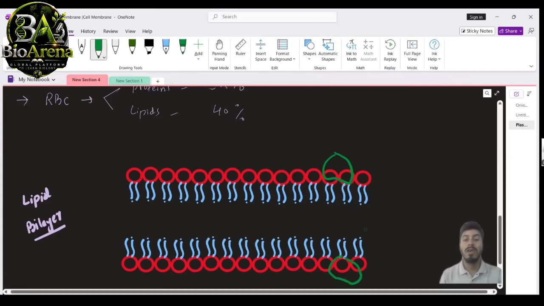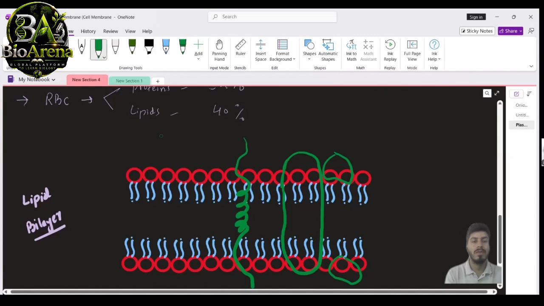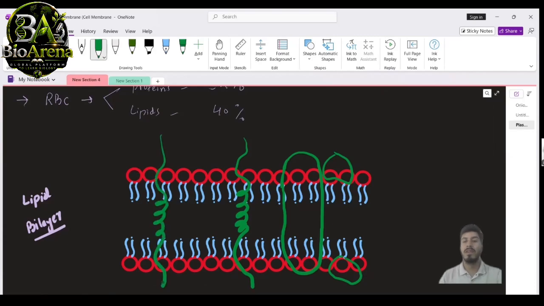Next kind of protein is that it can be embedded in the plasma membrane like this. So this protein is integral protein. Okay, another protein, they can span the plasma membrane. For example, this is the structure. It is spanning the plasma membrane like this. Okay. So these are the transmembrane proteins.